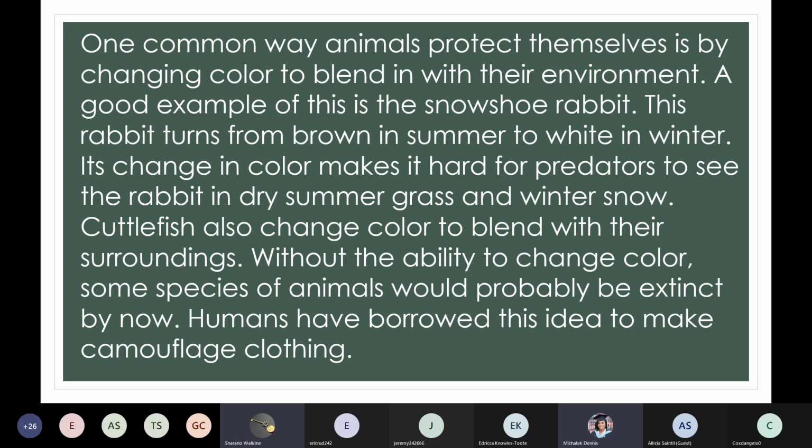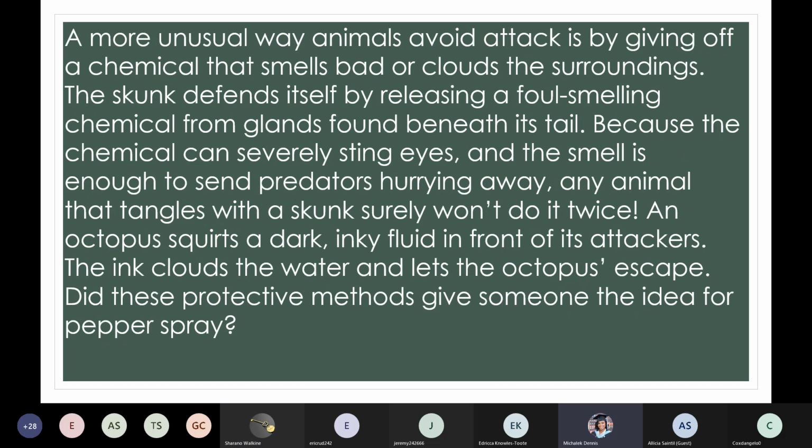And what did the ink do? It covers. What do you mean cover? Yes, good job. Someone said the ink clouds the water. That's right, which gives them the opportunity to escape. It's the inky fluid in front of the attackers. It clouds the water and lets the octopus escape. Remember, we said that.